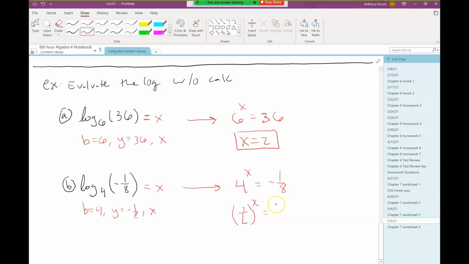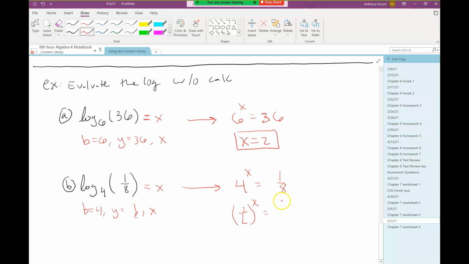And I notice that, oh my goodness. I don't mean for this to be negative 1/8. I just want it to be 1/8. Jeepers creepers. Sorry about that.